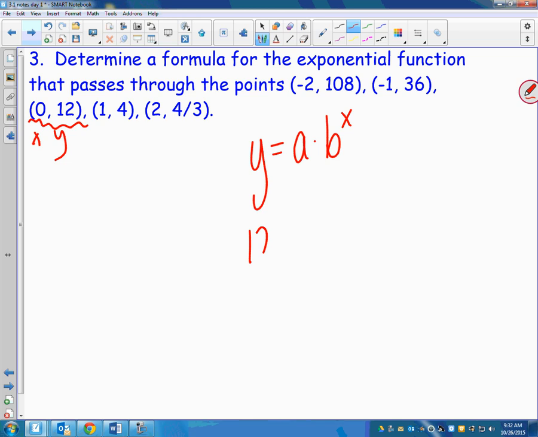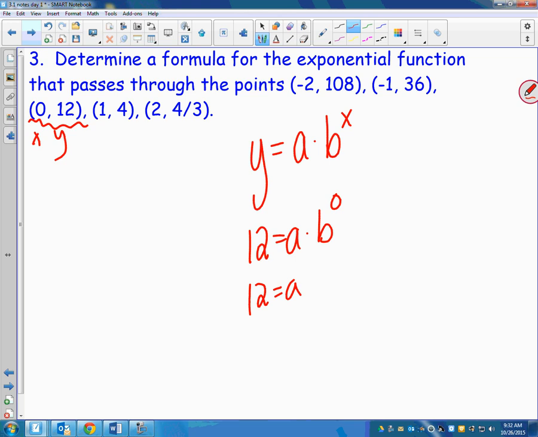So y is 12 when x is 0. And you really could have done this for any of them, but it works out the best when you have 0 here, because what's anything to the 0 power? 1. So you just get that a equals 12.